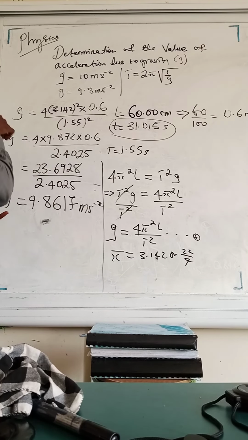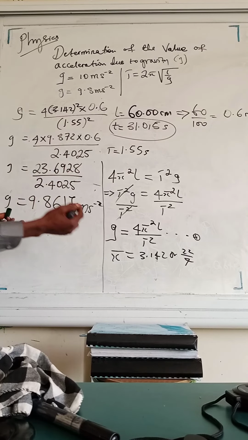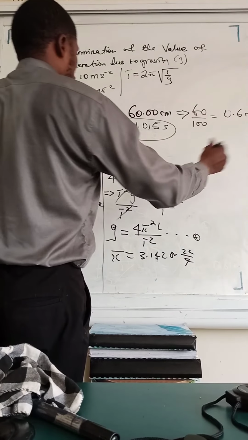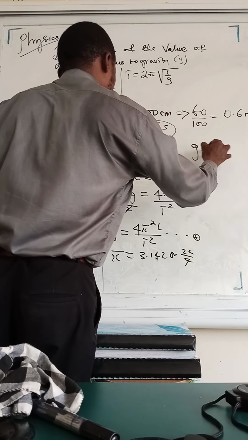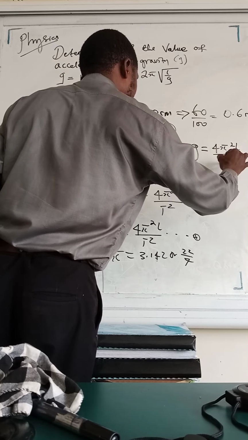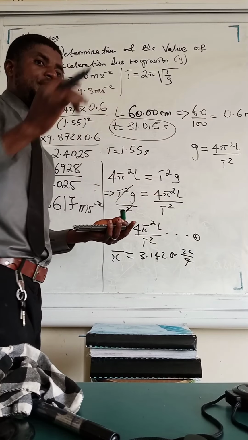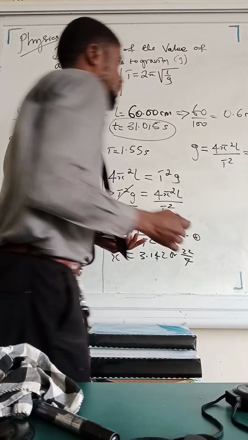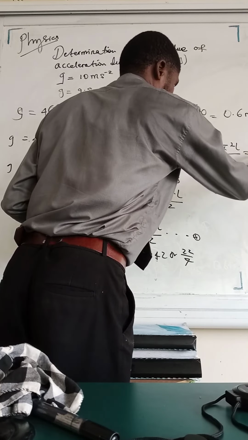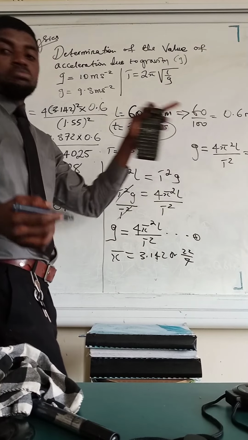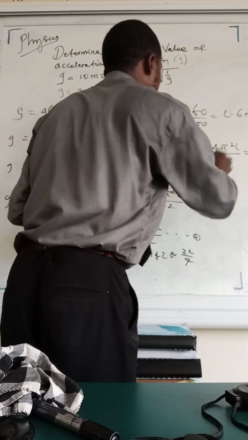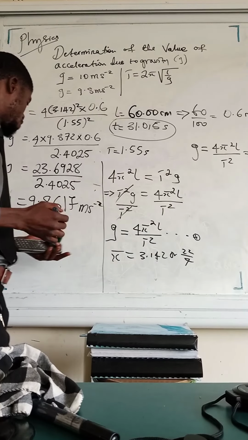Meters per second square. How do you get that unit from? Let me write it out correctly. So you have your G to be equals to 4 pi square L all over T square. Dimensionally, the length of the thread is measured in meters and T in seconds. So you have seconds square. So the unit for G is meters per second square.